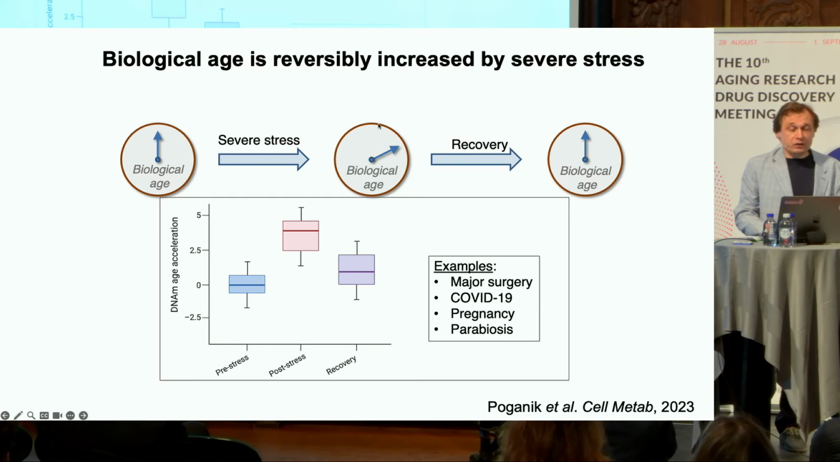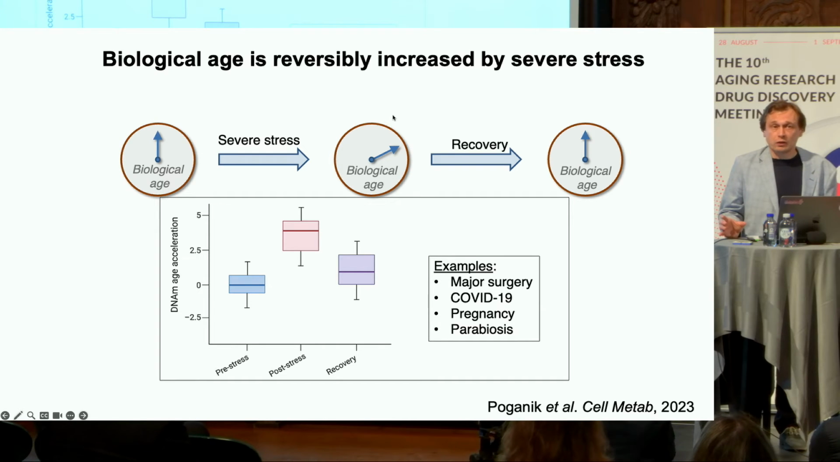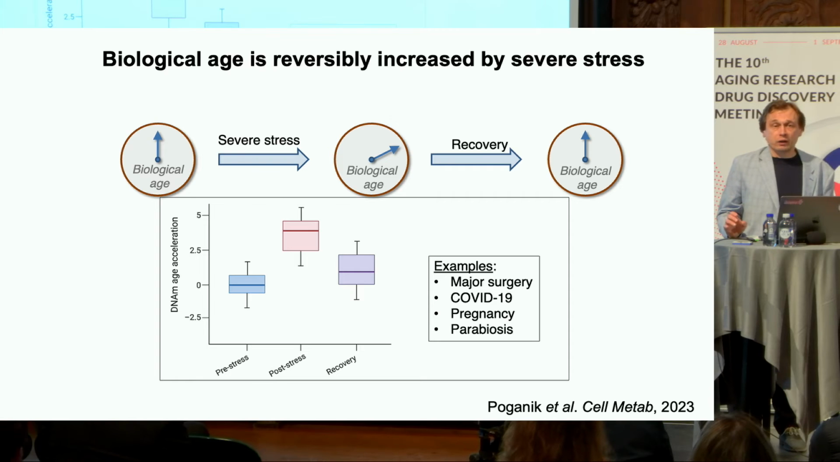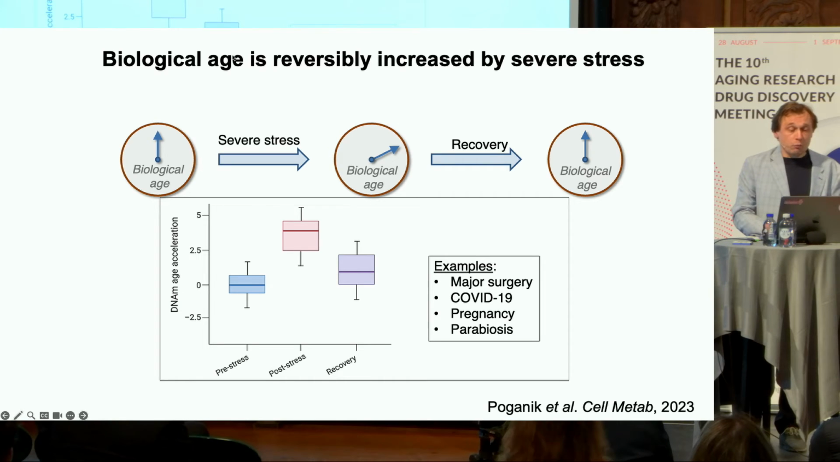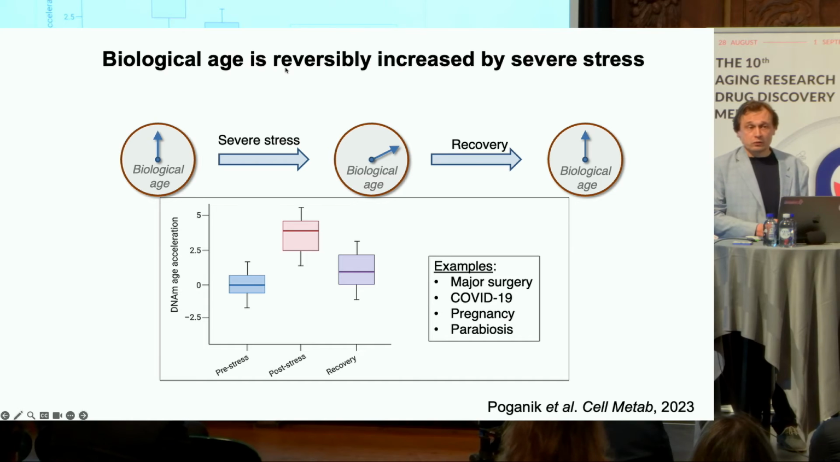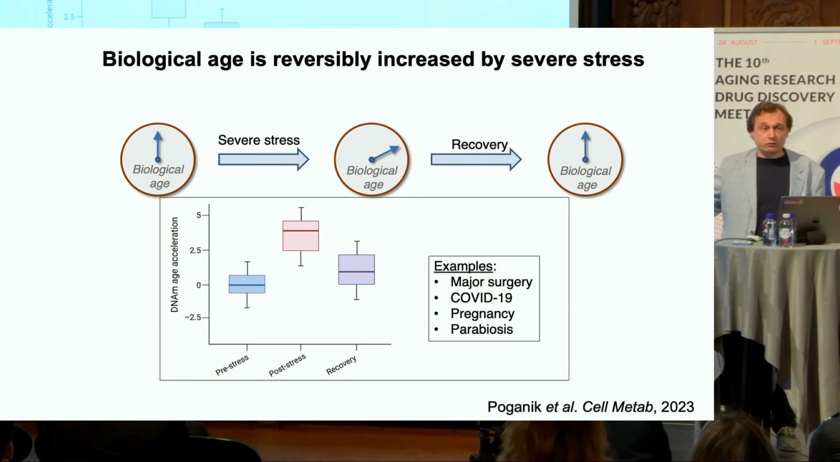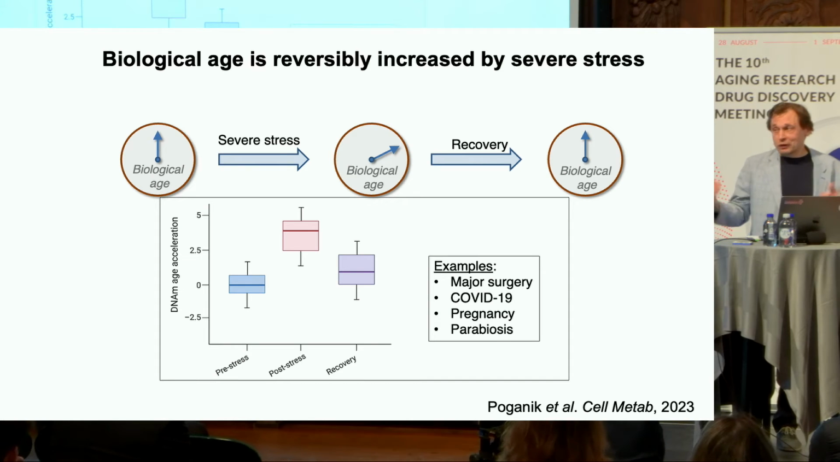In this paper, we studied the effect of severe stress on biological age, as defined by second-generation epigenetic clocks. And we found that biological age is reversibly increased by severe stress. So severe stress somehow transiently changes age. We literally become older, and once the stress is relieved, we kind of normalize age.